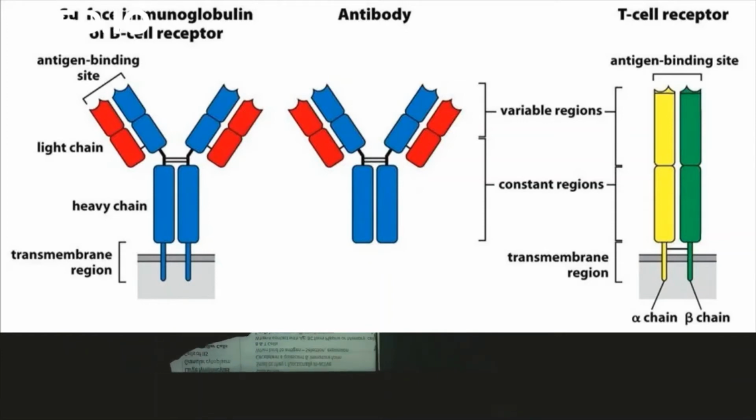So the B cell is equipped with an antibody, but there is a difference between the antibody and the B cell receptor. And the difference is only the transmembrane region. The plasma cell is going to secrete these immunoglobulins or antibodies in this form, which would not have a transmembrane region. But the first B cell, which is going to encounter a particular antigen, would have this transmembrane region as a B cell receptor.